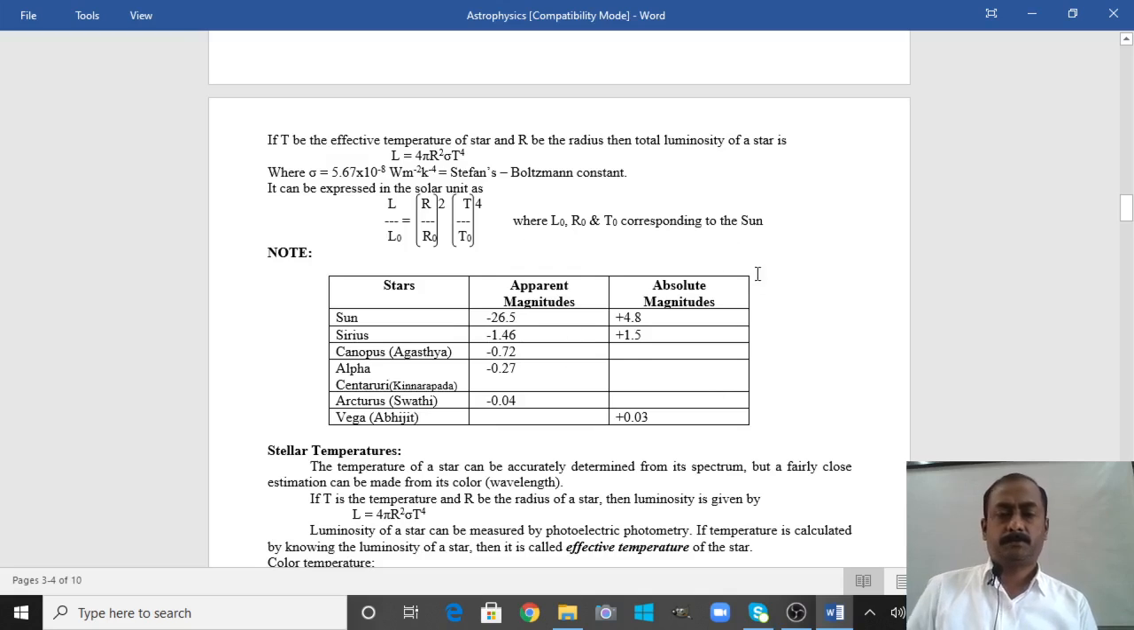This is about the magnitude scale, apparent magnitude, absolute magnitude and luminosity of stars that we have studied here. In the next video we will discuss stellar temperature, the birth of stars, the death of stars and other things.